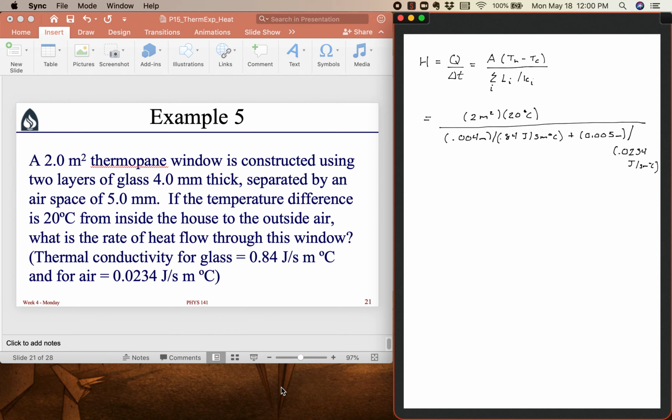And then I would have to add on another identical layer of glass. Now, since that second layer of glass is exactly the same as this first layer of glass, I effectively have 2 layers of glass, or twice the thickness of glass as is in this term. So I could just multiply this term by 2. So then if I put that into my calculator, I get a number equal to 179 watts. So 179 watts, or 179 joules every second, is passing through the window.